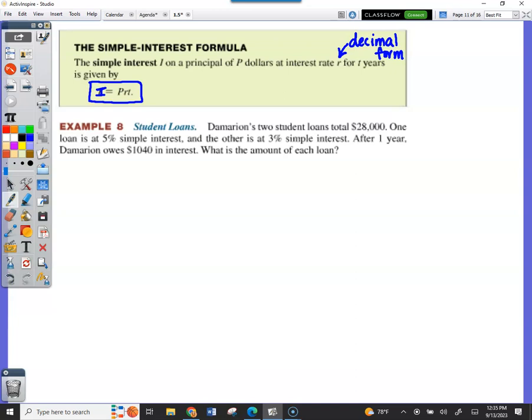How many loans did he take out? 2. There's your 2 variables. I'm just going to say X and Y because there's really nothing else. I don't want to call one L1 and one L2 because I might get confused. So I'm going to let X equal the first loan and Y equal the second loan. Now we need to quantify that. It says one loan is at what? 5%. So I'm going to put 5% here. And the other is at 3%.